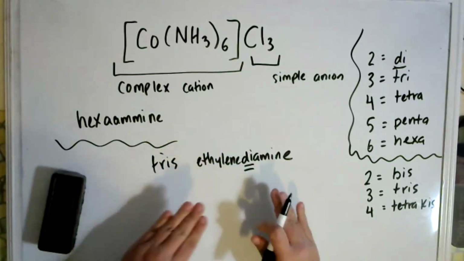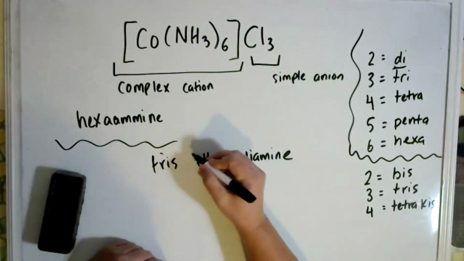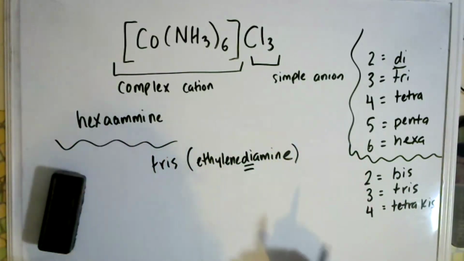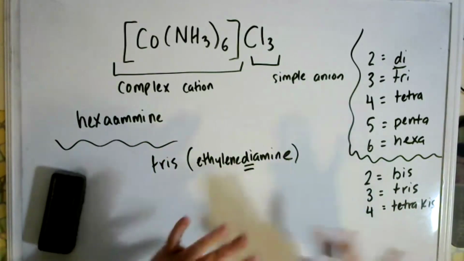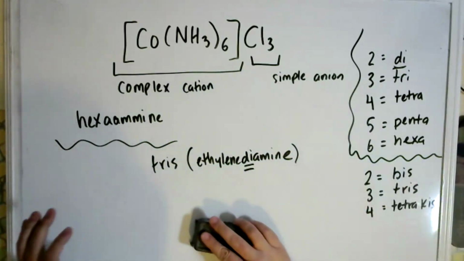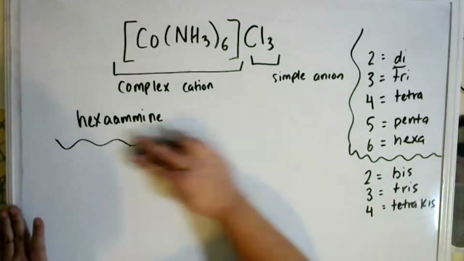And then because it's one of these special ligands, I'm going to put parentheses here. So tris(ethylenediamine). All right. But again, that's not the example we're working with just a second. So let's go back to our hexaammine.